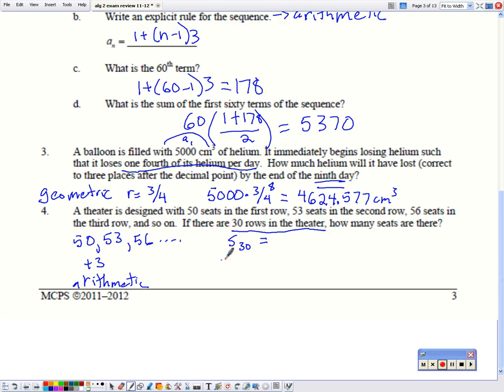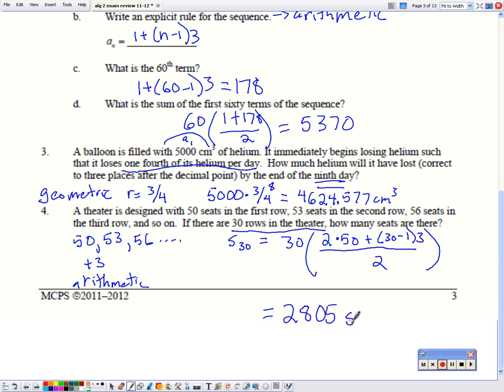So n is 30. 2 times the first term plus n minus 1, times d, which is 3, all over 2. I'm going to very carefully put this into my calculator. I'm actually going to put in this numerator first, press enter, then divide by 2, then multiply by 30. And when I do that, I get an answer of 2,805 seats in the auditorium, or in the theater.